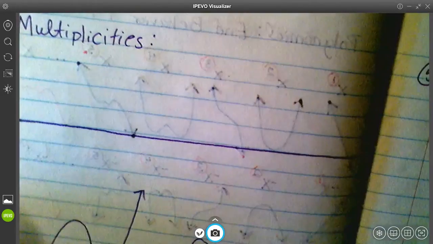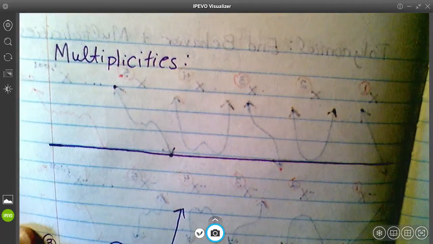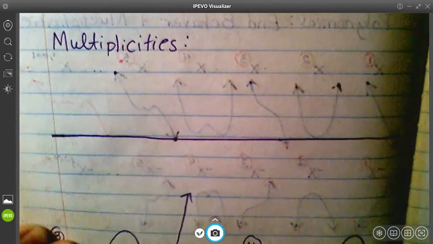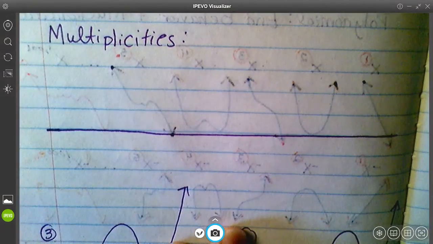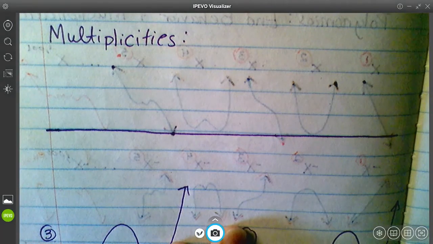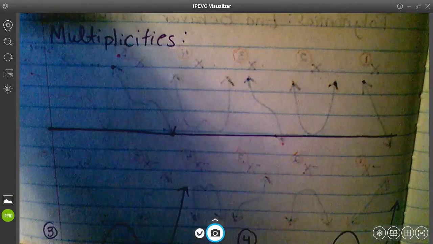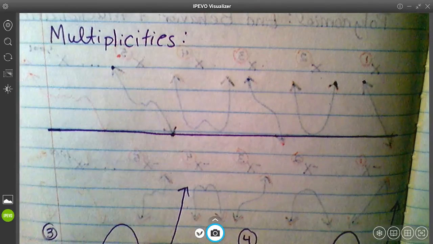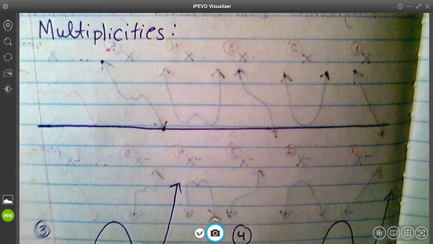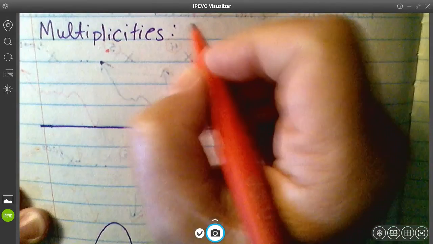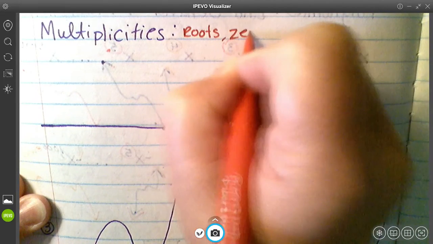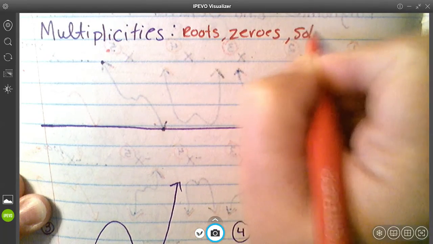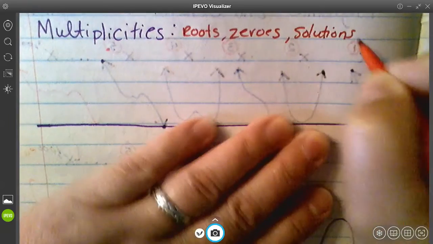Now let's talk about multiplicities. All right, so we're just generally talking about multiplicities from a picture today, and then the next unit will be solving these algebraically, and then we'll be able to make a picture from there. So multiplicities are talking about your roots, zeros, remember all these terms, solutions, and x-intercepts.